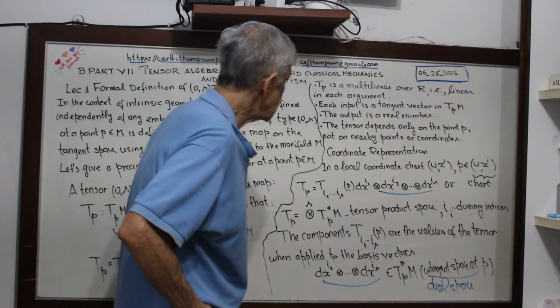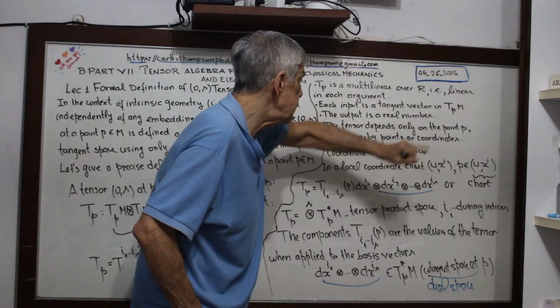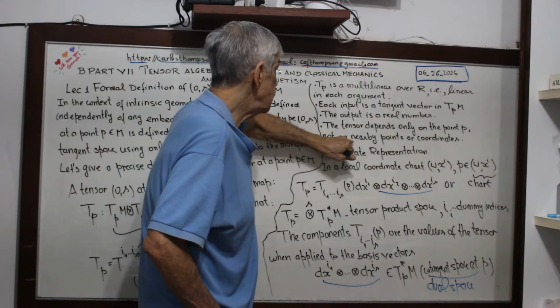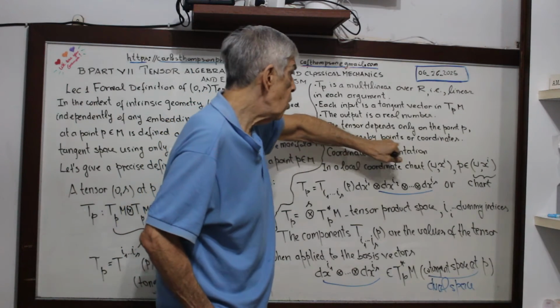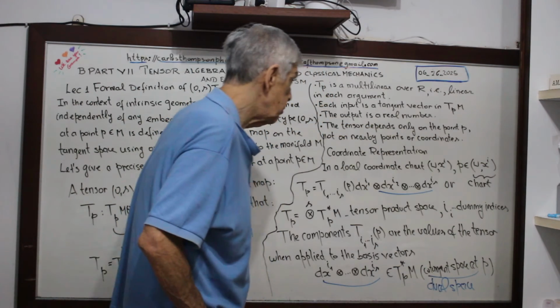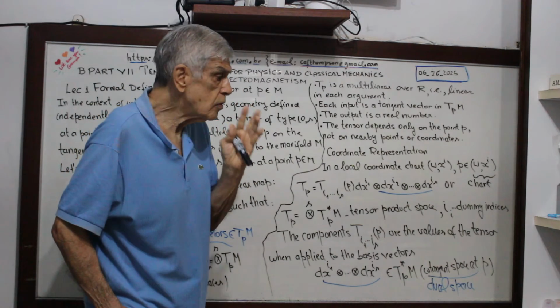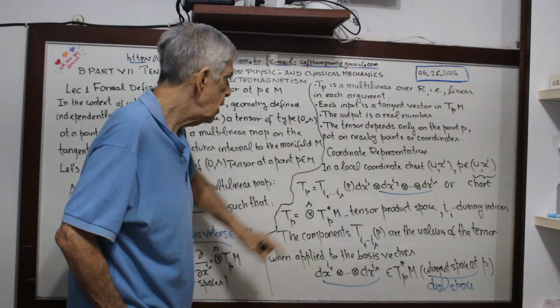Now, let's continue here. The tensor depends only on the point P that belongs to the manifold, not on nearby points belonging to the chart, or coordinates. That's important here. I'm concentrating, my focus is the point P that belongs to the manifold.